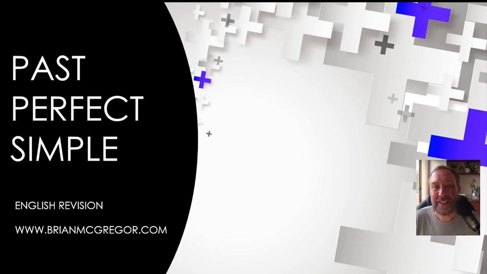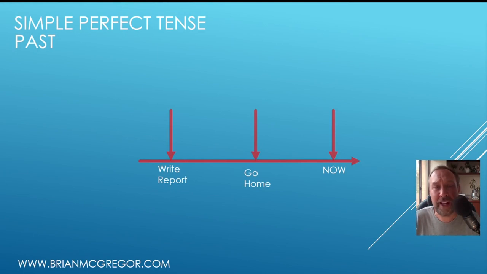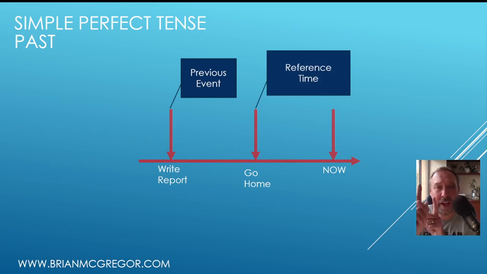The past perfect simple is when we have 2 points of time in the past and we want to talk about a previous event and then with a reference time. So we have 2 points of time in the past, one before the other. Now you're probably familiar with the past simple, which is usually when we're just talking about one thing in the past. It can be more. You can use words like before. So before I went home, I wrote the report.